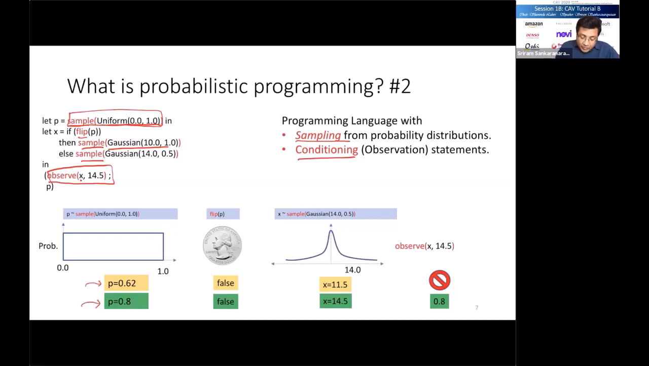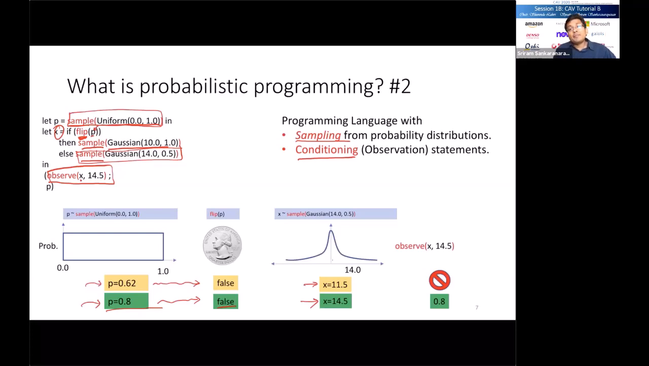All right. Now I get to a flip statement. So flip of P tosses a coin whose probability of turning up heads or true is P. So here I toss a coin and it gives me true with probability 0.62. But in this example, it gave me false. Well, here I would have gotten true with probability 0.8 in the green example, but it gave me false again. Fine, such is life. I move on. So then when I'm in false, I get to the else part of this branch. Then I sample a Gaussian. Here the Gaussian is centered at 14 with standard deviation 0.5. And I call the result X. So here I get X equals 11.5.